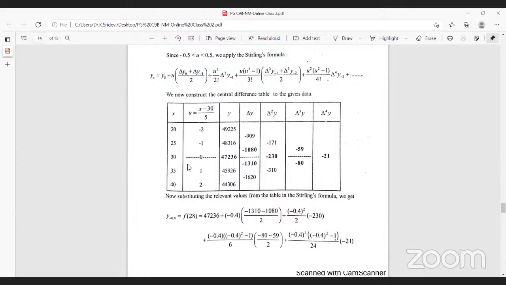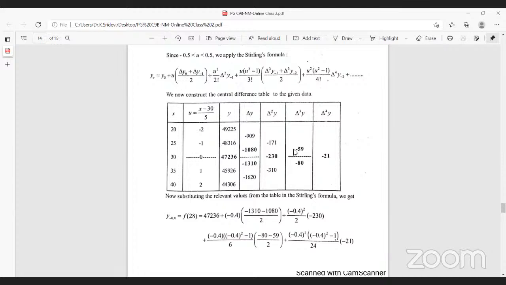Now, from this table, we can use relevant values to substitute in this formula. What are the relevant values? X naught is 30. That means Y naught is equal to 47,236. This is Y naught, so this is the central line. These are the values on the central line. These are the values above the central line. These are the values below the central line.